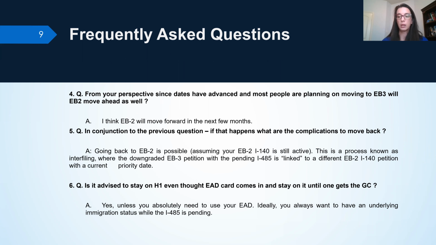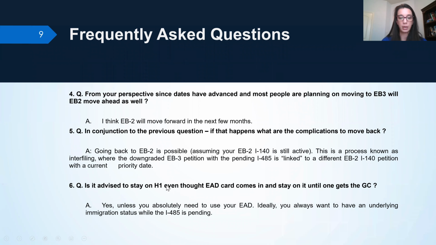So yes, there is a way, of course, as I said, with every filing, we're giving another opportunity for the USCIS to scrutinize our cases. But if you're in that situation, yes, you can go back to EB2, assuming that EB2 I-140 is still active, it's not withdrawn, and it's not revoked. If for whatever reason the EB2 I-140 gets revoked or withdrawn, then you have to go through the same PERM process and I-140 and get the approved I-140 under the EB2 category.